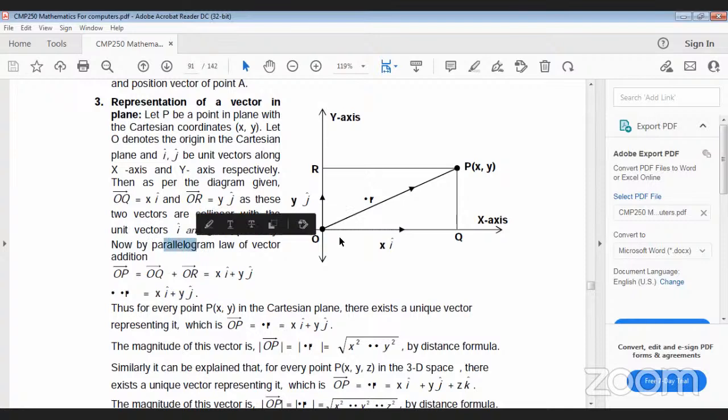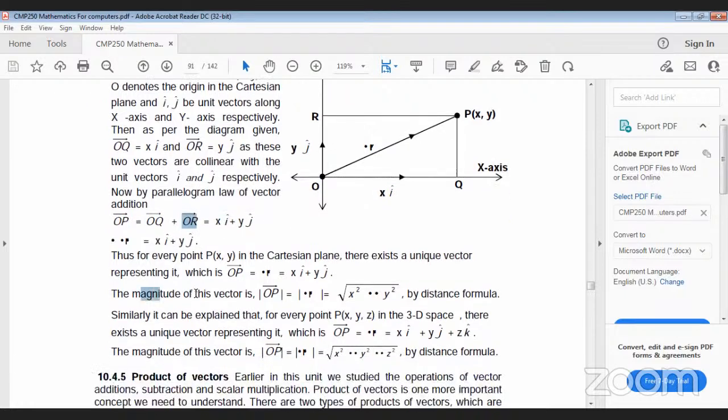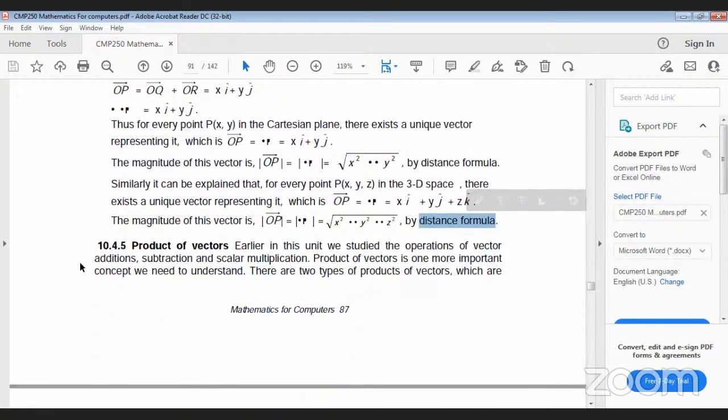By the parallelogram law, OP will be OQ plus OR, that is xi plus yj. Now the magnitude of this vector OP bar will be the square root of x squared plus y squared. In the same way, if it is a 3D figure, it will be x squared plus y squared plus z squared, by the distance formula.